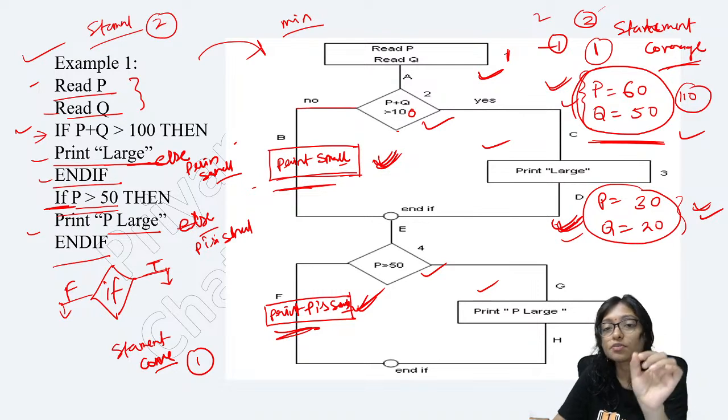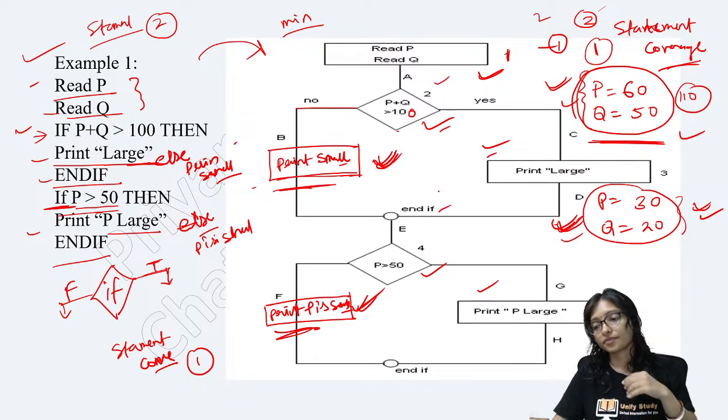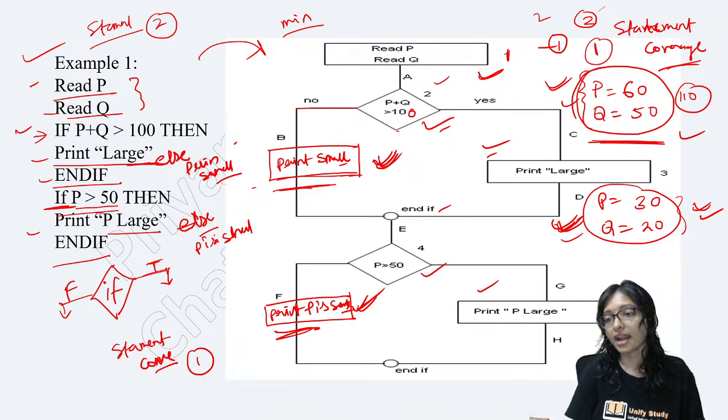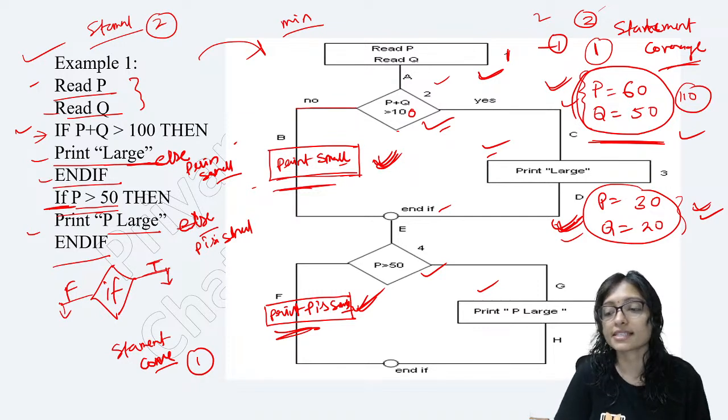Minimum test case means the test cases through which you are covering all the statements. That is called minimum test cases.